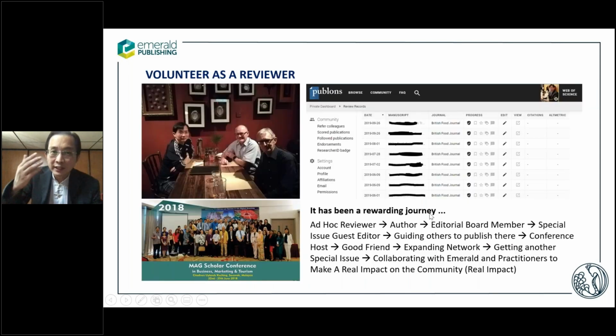One way to learn about the peer review process is to nominate yourself, to volunteer yourself to be in the peer review process where you can review other papers. Again, no harm to try. Write an email to the editor, volunteer, nominate yourself as a reviewer. When you review others' papers, you will need to do well because you need to perform well. So this is one example, British Food Journal, where I began as an ad hoc reviewer and became an editorial board member of the journal.